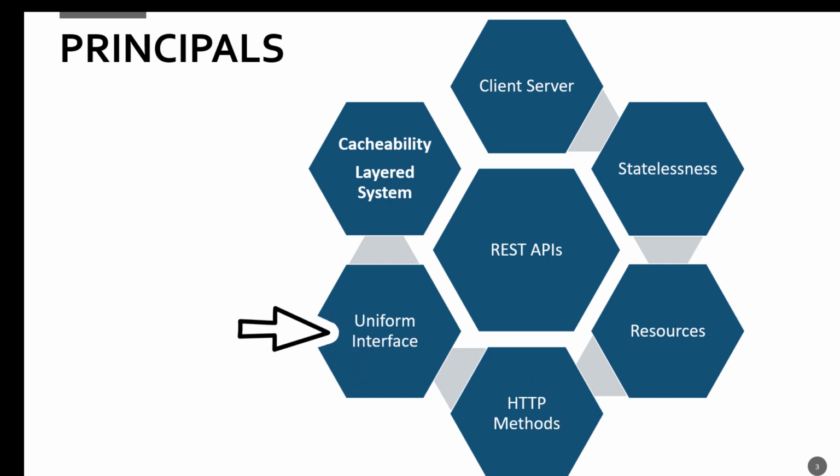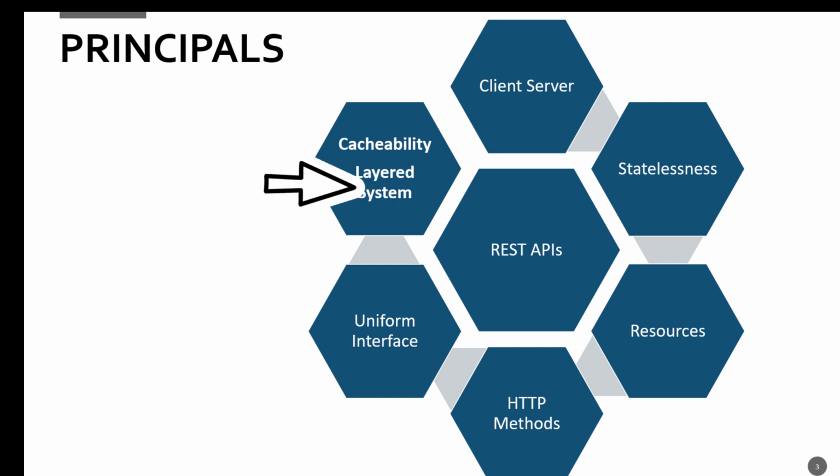Uniform interface: a uniform interface simplifies interaction by using consistent conventions for naming resources, using standard methods, and following a predictable structure for URLs. Cacheability: responses from the server can be cached to improve performance and reduce network traffic, enhancing the efficiency of API interactions. We have a layered system, where REST APIs can be organized into different layers, where each layer has specific functionality and responsibility. This separation promotes modularity and scalability.